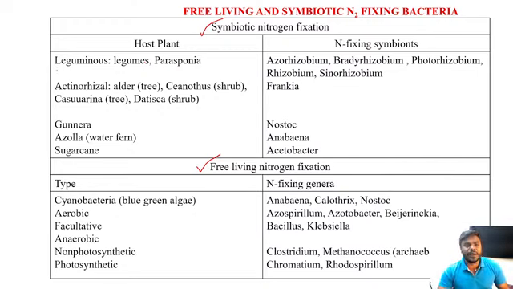Nitrogen fixing symbionts, all the rhizobiums like Azorhizobium, Bradyrhizobium, Photorhizobium, Sinorhizobium, these are all the rhizobium species, friends. So they are all living on what plant? Leguminaceae. Best example you can remember, groundnut. You can remember groundnut and you remember Parasponia. I want you to remember these two plants.